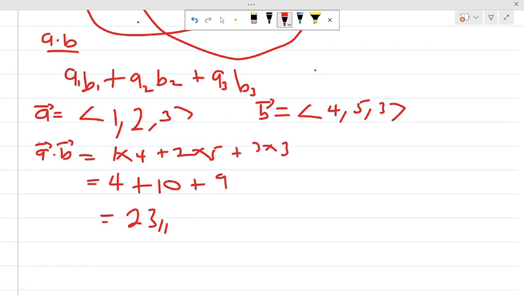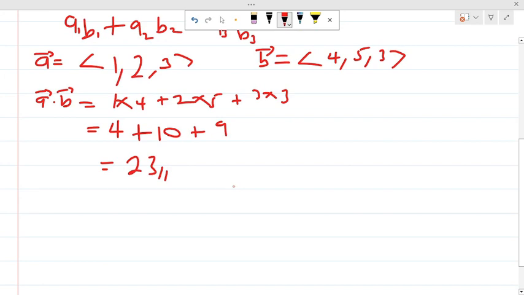And the dot product of two vectors is going to give you a scalar. Please put this in your mind. This is a concept that you have to know. The dot product of two vectors is going to give you a scalar quantity, but the cross product of two vectors is going to give you a vector. Okay, now we are going to use the dot product for an application.